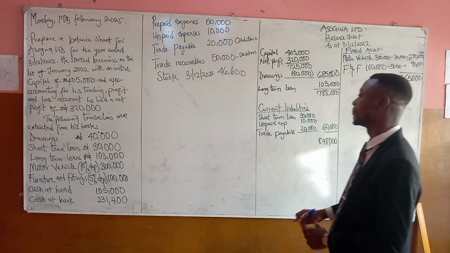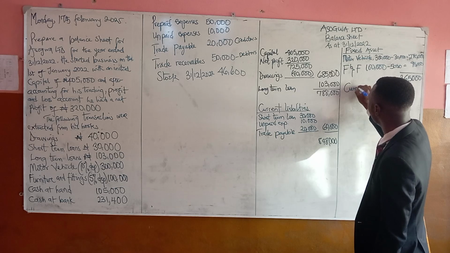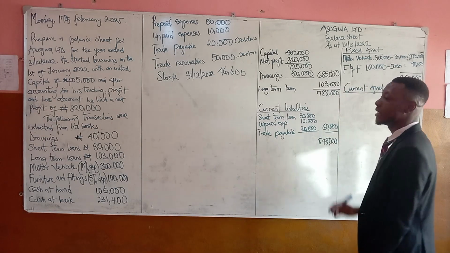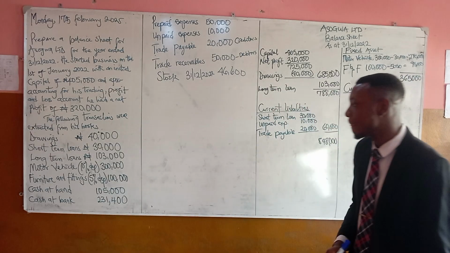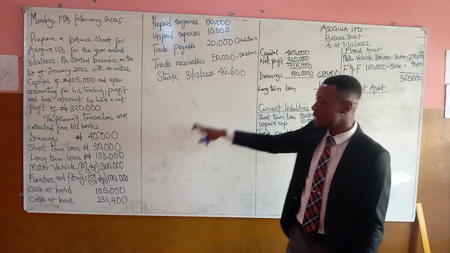Current asset. Current asset, wonderful. So we have our current asset. Now, what are the items on our current asset? Debtors. You said? Debtors. 50,000. No, let's start. Let's not jump. Okay. Let's start from here.